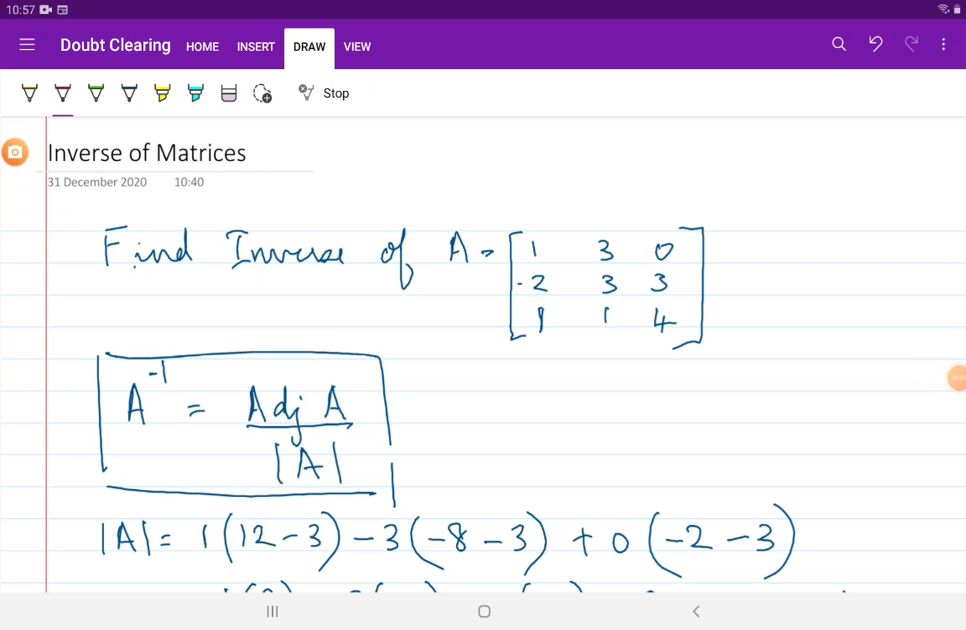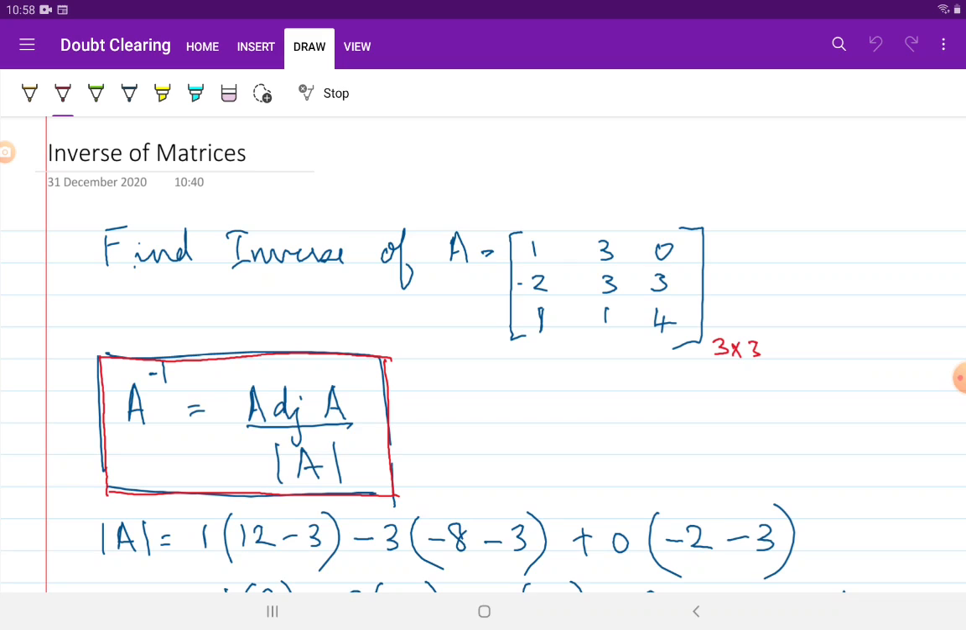Hello everyone, I am creating this video to teach you how to find the inverse of any matrix. As you can see here, the question asks you to find the inverse of matrix A, and matrix A is a 3 cross 3 matrix. 1 3 0 minus 2 3 3 1 1 4 are the various elements. Now the first thing you need to remember is that the formula of A inverse is adjoint A divided by the determinant of A.